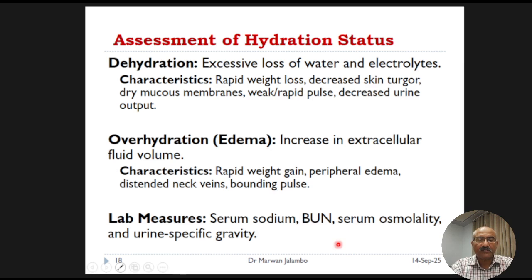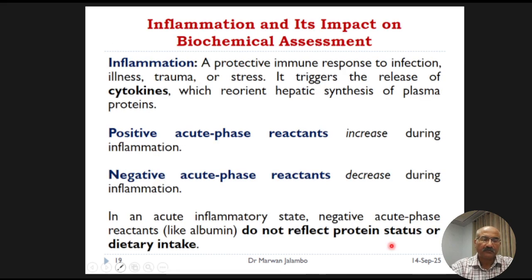Now let's discuss the physiological state that has a profound impact on our biochemical markers. Inflammation. Inflammation is a protective response by the immune system to various stresses like infection, acute illness, trauma, or chronic disease. During an inflammatory response, the body releases signaling molecules called cytokines. These cytokines cause the liver to change its priorities. It stops producing some proteins and ramps up production of others.